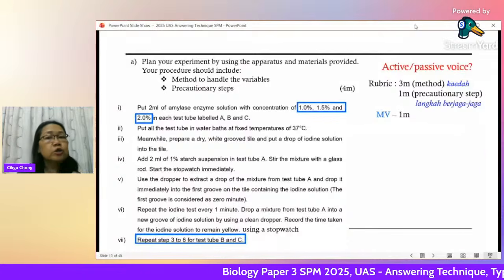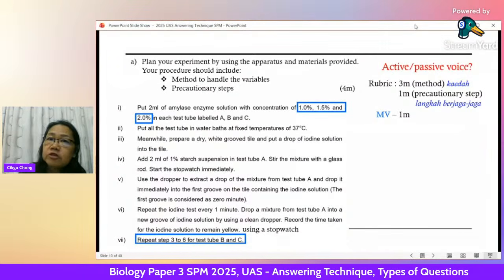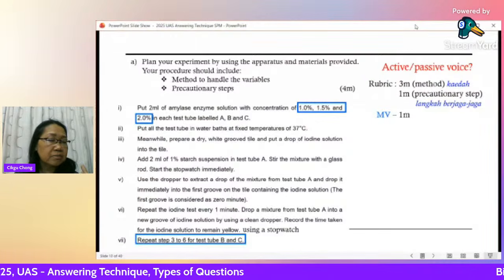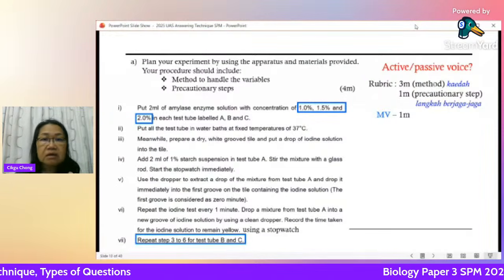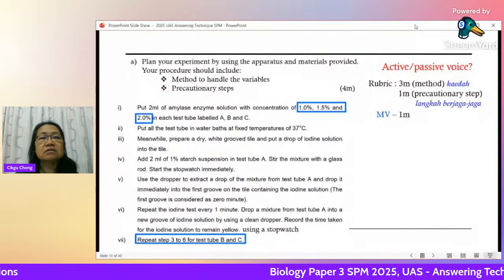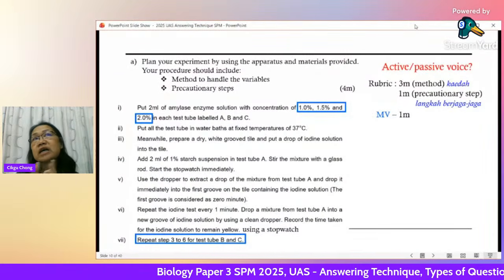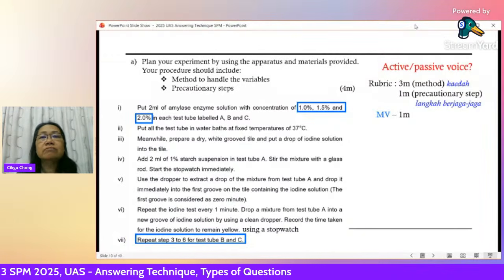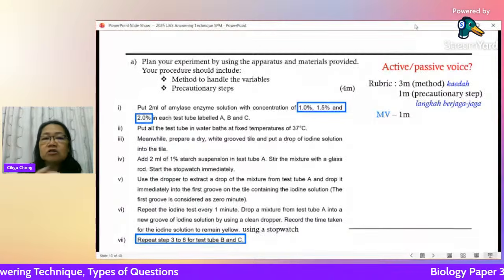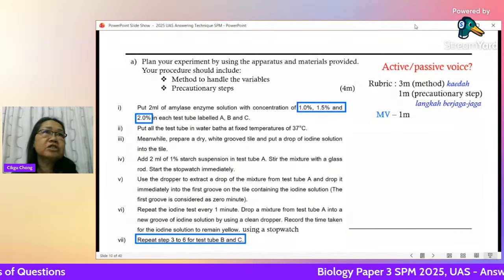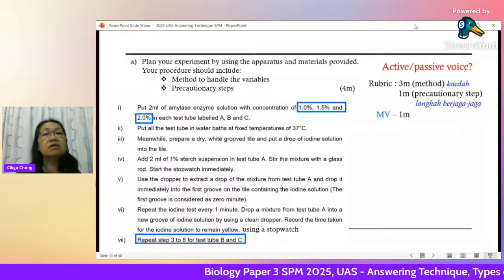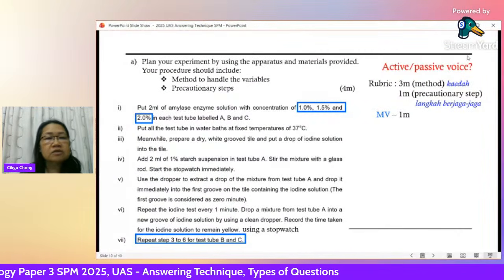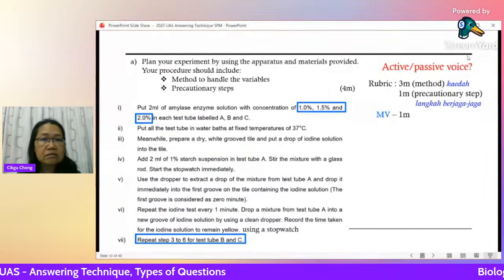So even though you put A, B, and C, you still have to mention the concentration of the enzyme. That means 1.0% for A, 1.5% for B, 2.0% for C. Writing A, B, and C is not going to qualify you to get the MV mark. Understand? You have to state, not just say different concentration. Saying different concentration also cannot. You have to mention the concentrations that you are given. Okay, good question. The more you ask, the more you will learn. So don't be shy.